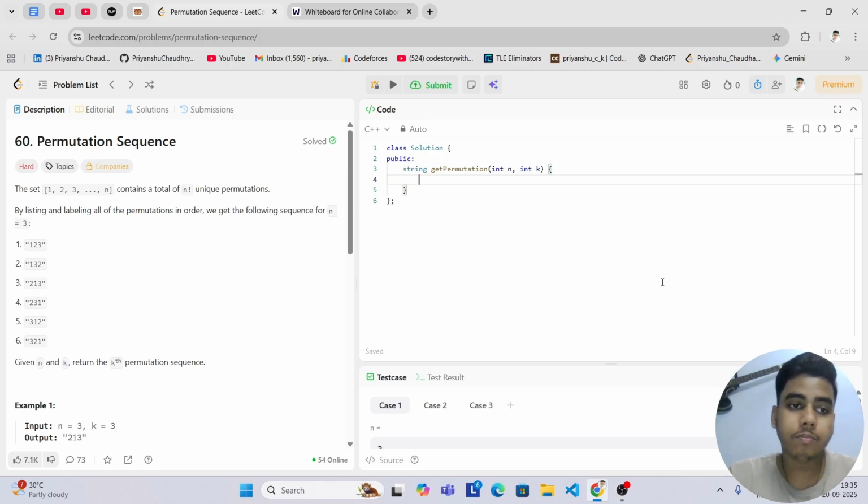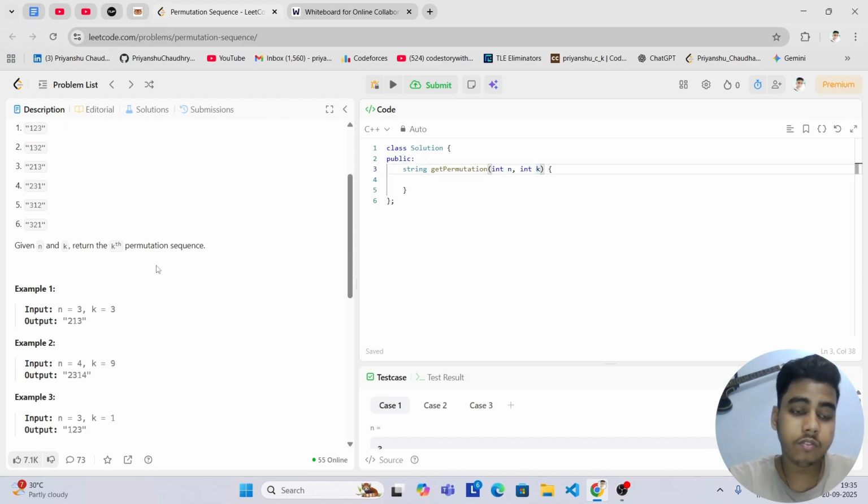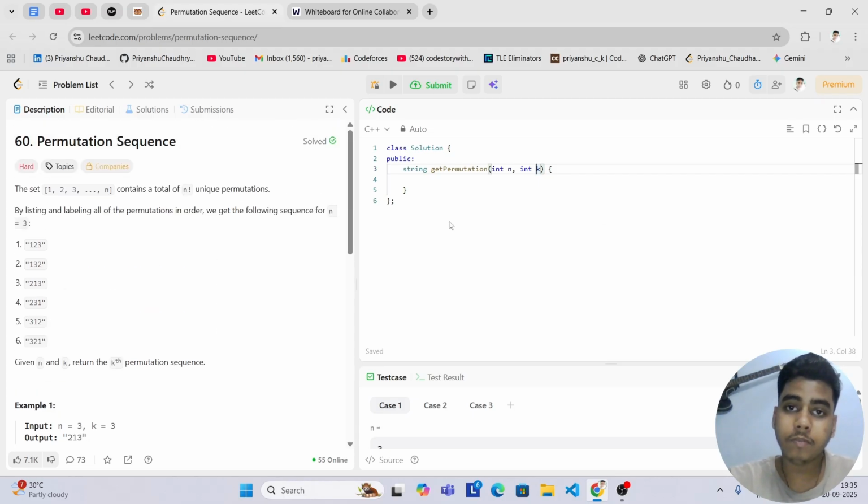So today I will be solving the problem Permutation Sequence. The problem statement says that we are given n and k, and we have to return the kth permutation sequence of all the possible permutations of n sorted in a non-decreasing order.